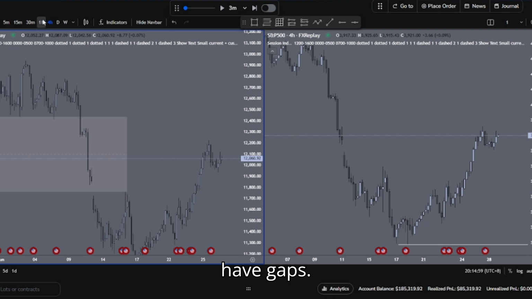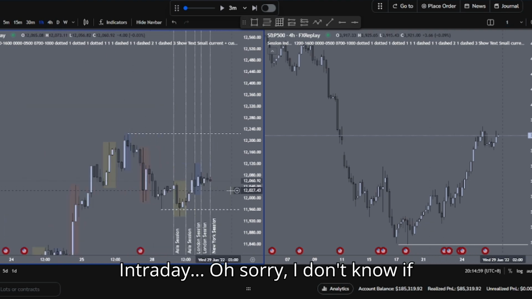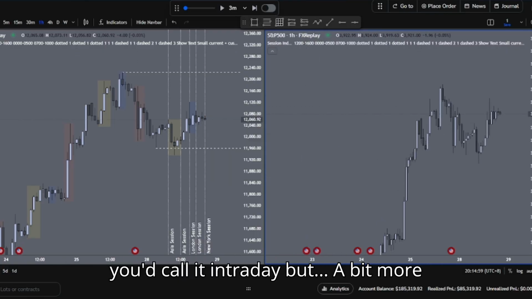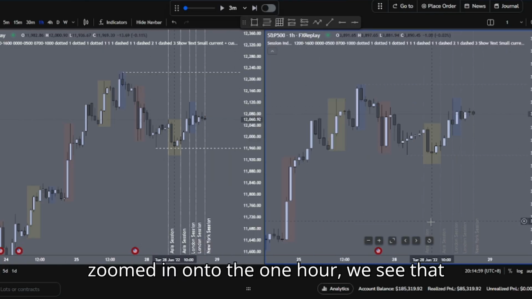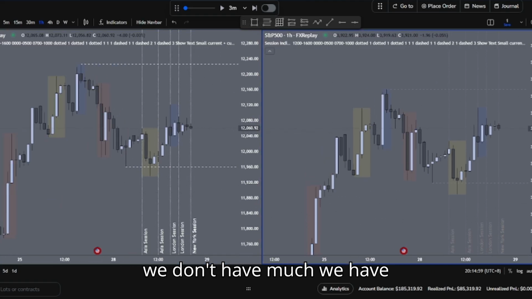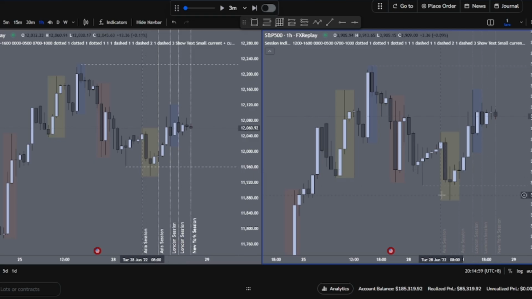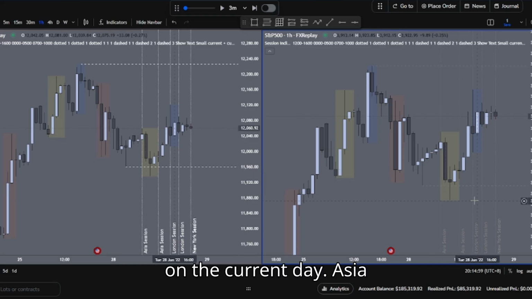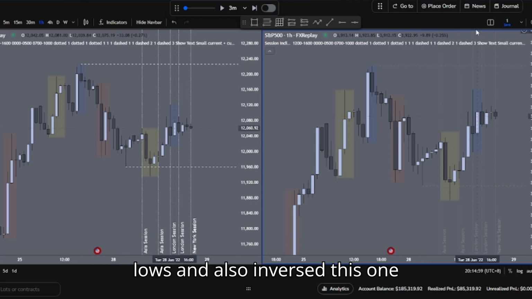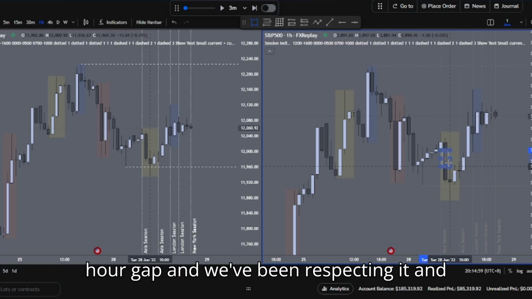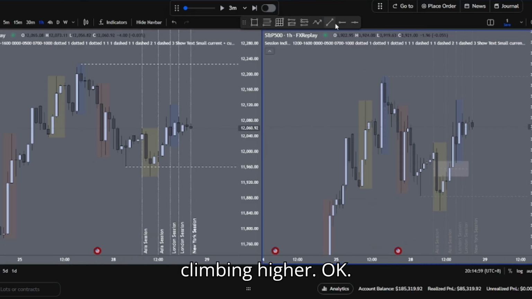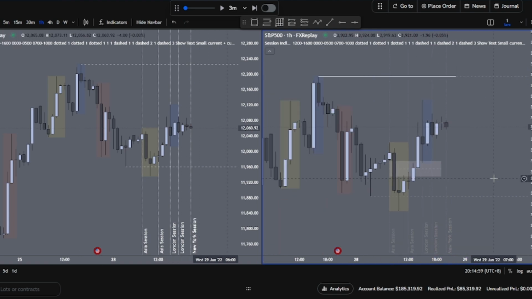We do still have gaps. A bit more zoomed in onto the 1 hour, we see that we don't have much. On the current day, Asia has taken out previous day lows and also inversed this 1 hour gap, and we've been respecting it and climbing higher. Okay, previous day highs.